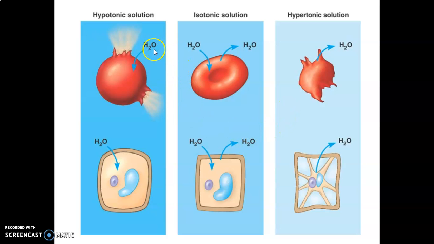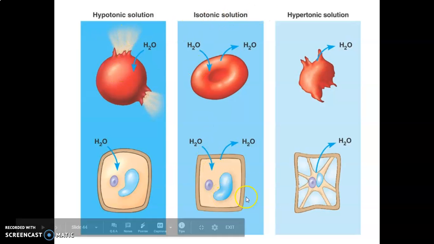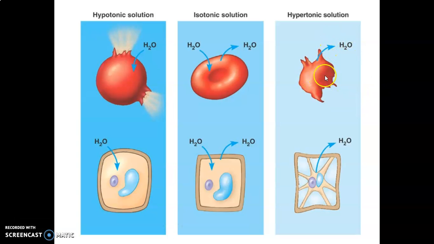Hypotonic solution. It's got a lower concentration of dissolved materials, more pure water on the outside. Water rushes into the cell because it's moving from higher concentration to lower concentration, and the cell bursts. This is good. Equilibrium is reached in isotonic. Hypertonic solution, more salt and dissolved substances on the outside of the cell, which means there's a greater concentration of water inside the cell. It rushes out because water always moves from higher concentration to lower concentration, causing the cell to shrink up.